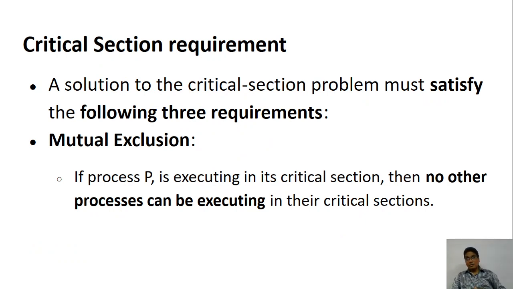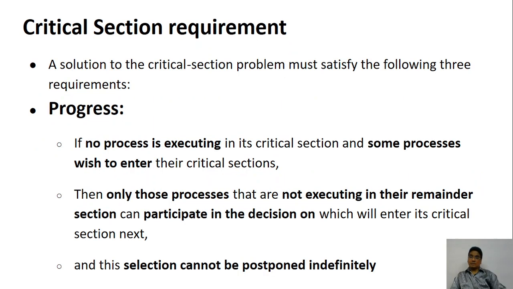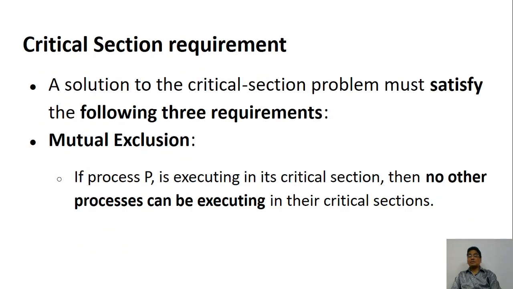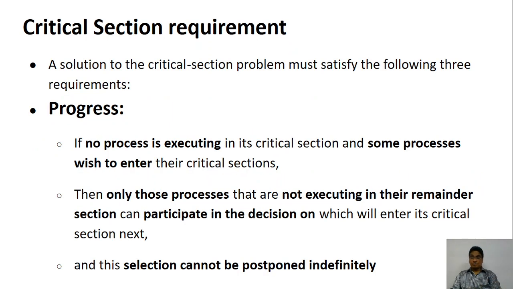In order to solve this critical section problem, a solution must satisfy three different things. One is mutual exclusion, which I have already told you. What is mutual exclusion? If the process P is executing the critical section, no other processes will be allowed to enter into the critical section. At a time, only one of them will enter the critical section. So that's our first requirement: there must be mutual exclusion. One will enter, others will wait. In other words, exclude all the others, allow only one of them.